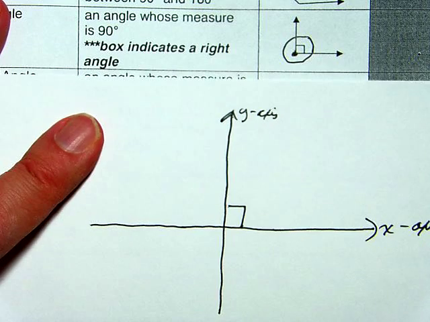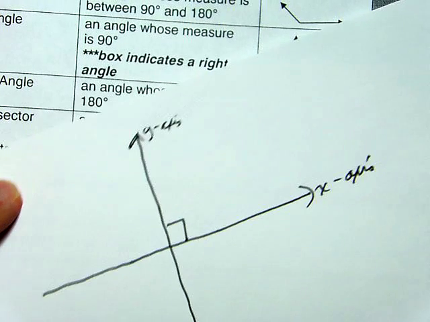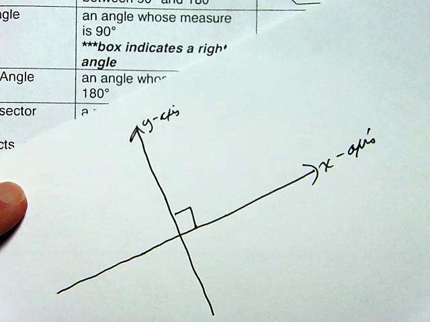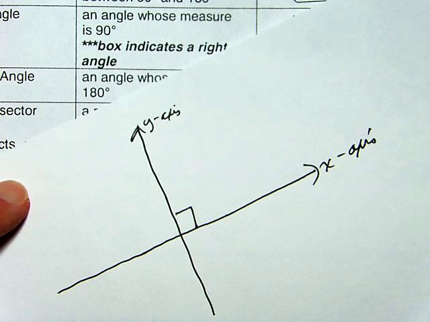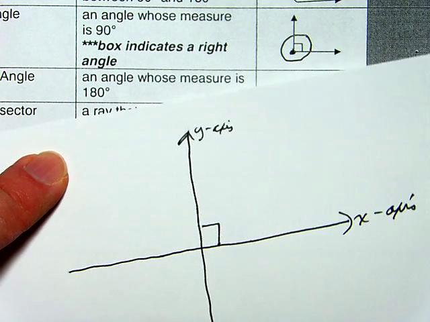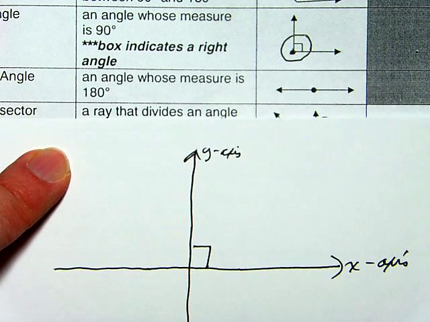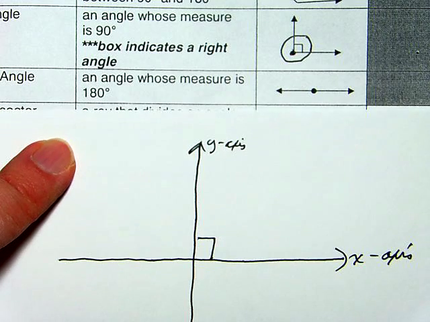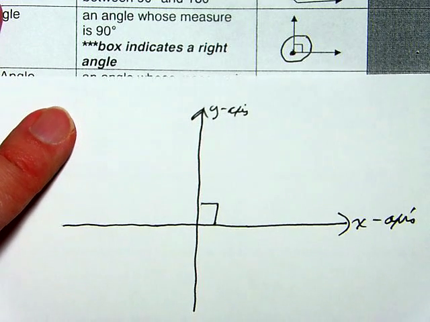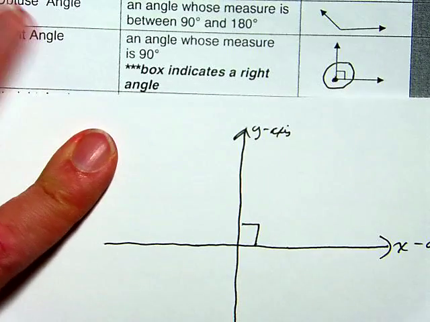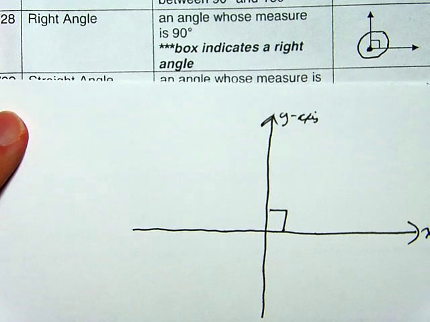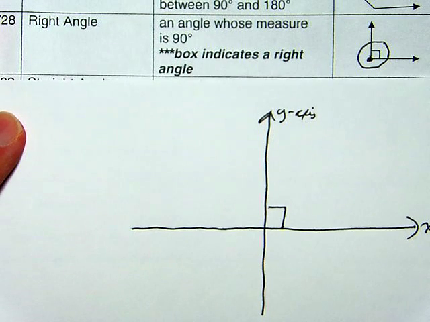Now, if this angle were on a tilt like this, it would still be a right angle or perpendicular angle. As long as it could be essentially rotated back to something like the x and y axes, which are at right angles to each other, it would be a right angle. So I will continue this lesson in the next video.